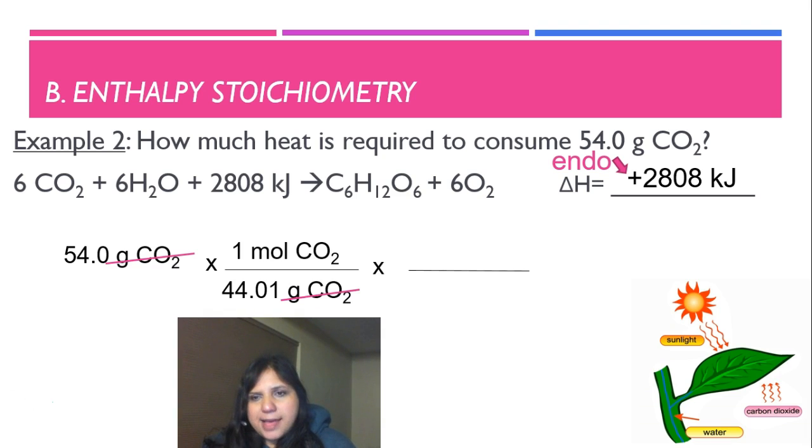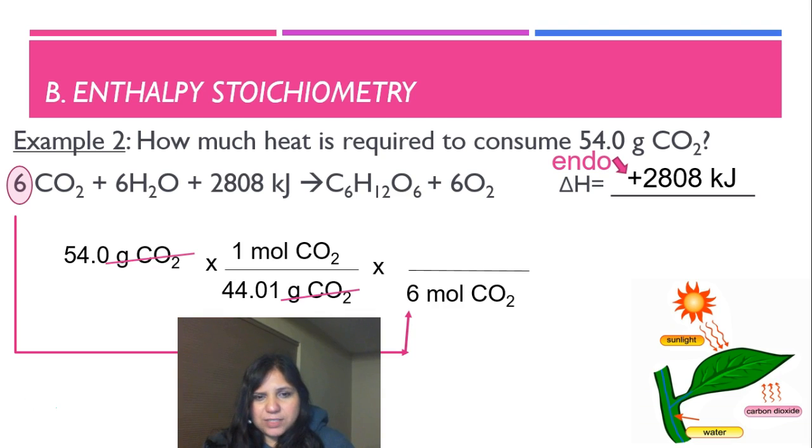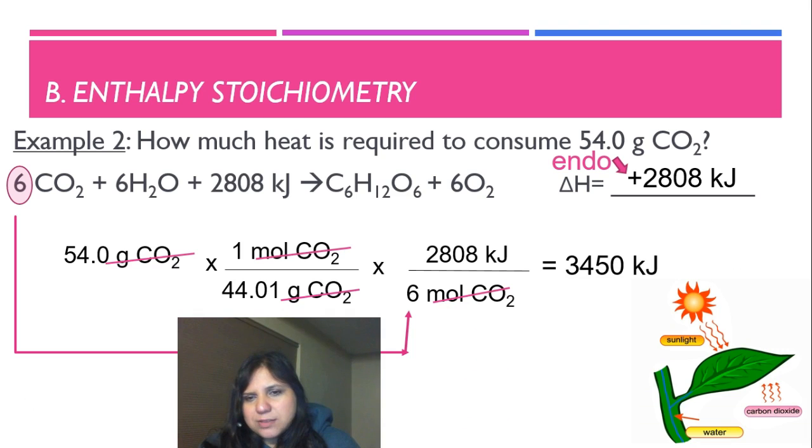We're going to say that the amount of energy is for the moles there. So in front of CO2 is a 6. We're going to drag that down over here and write 6 moles of CO2. And so for every 6 moles of CO2, we need this amount of energy. A little different here. This is like your mole ratio, but it's like a mole to energy ratio. Then the moles cancel, and we do the math, and we get 3,450 kilojoules.